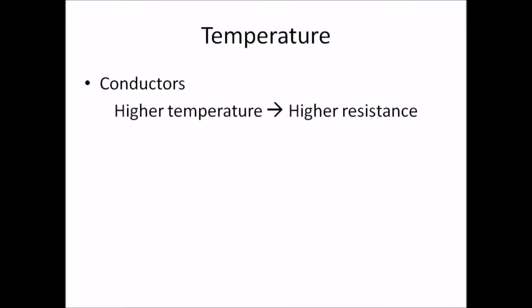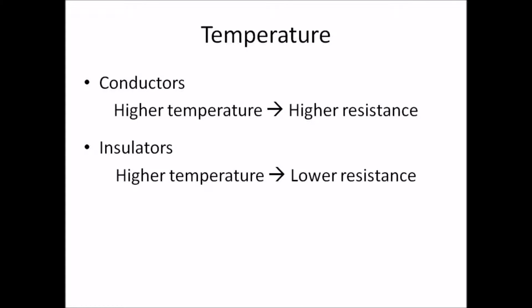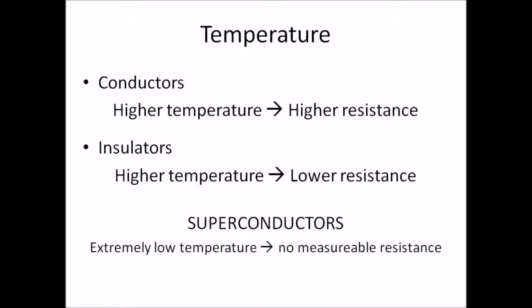If we have a conductor, an increase in temperature leads to an increase in resistance. With insulators, increasing temperature causes a decrease in resistance. We also have a special case, superconductors. In a superconductor, extremely low temperatures can cause there to be no measurable resistance at all.